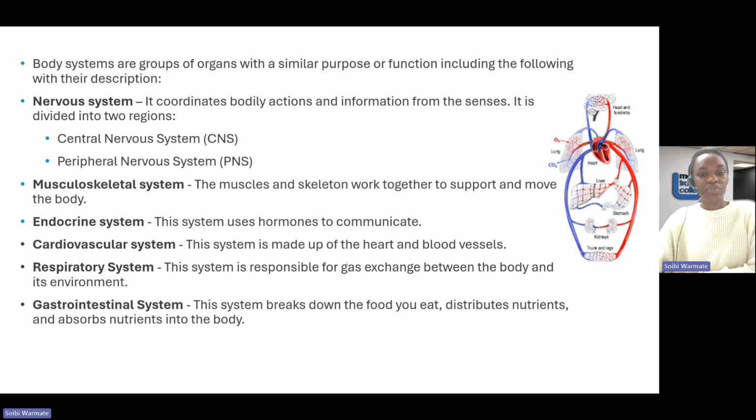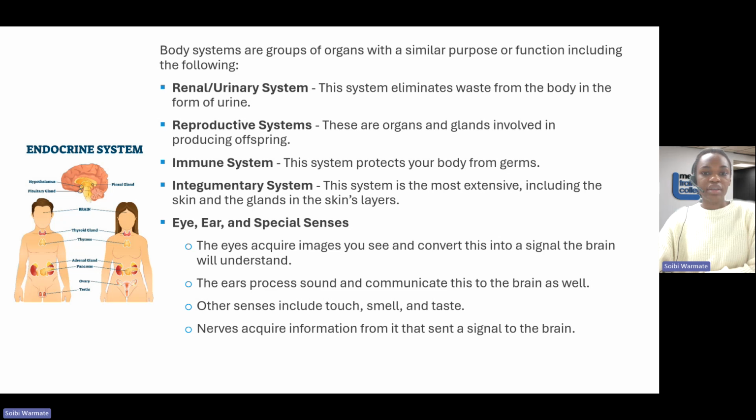We have the gastrointestinal system, which is a system that breaks down the food you eat, distributes the nutrients, and absorbs nutrients in the body. We also have the renal and urinary system, which eliminates waste from the body. We have the reproductive system, which is a system and gland involved in reproducing offspring. We have the immune system, which protects the body from germs. We have the skin, the integumentary system. We have the eyes, ears, and special senses.